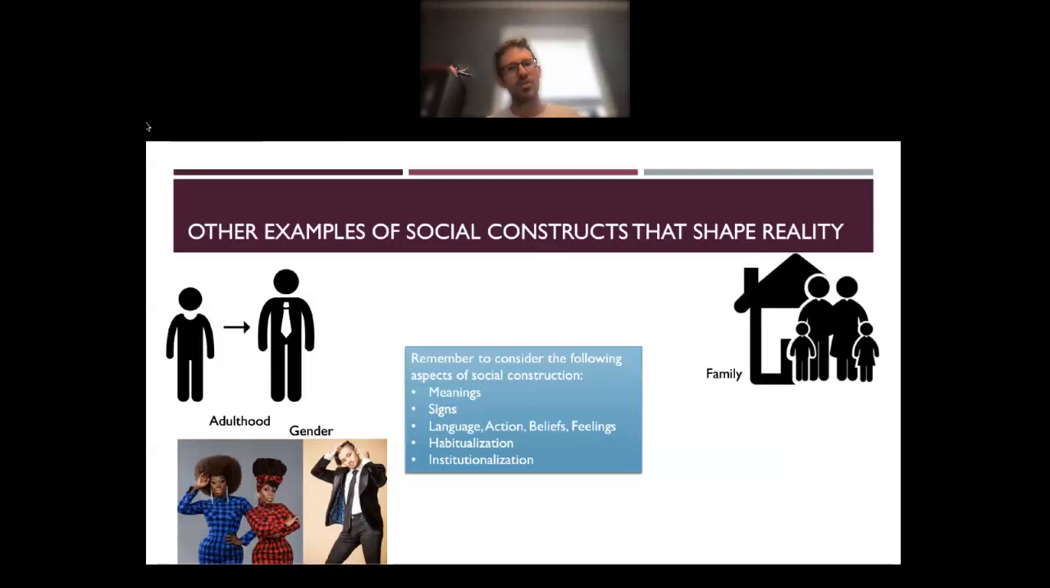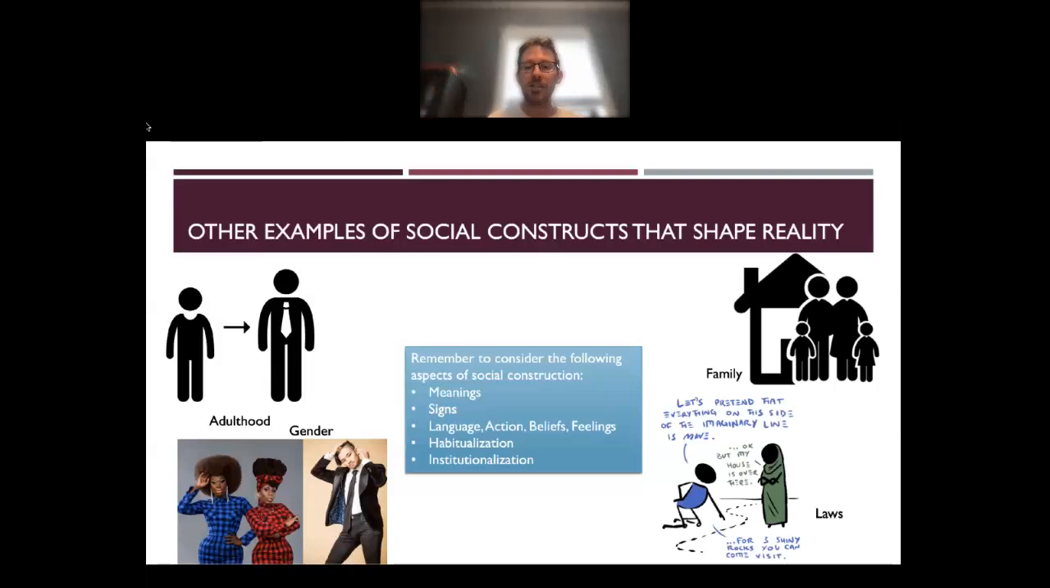Families are constructed. Whether or not you are in the West, we have this idea of a nuclear family where you have parents and children and you stay within a home. Whereas in many indigenous communities and non-Western communities, it is seen as more tribal, that your family is your tribe or are the people that you live with, that they also have parenting responsibilities beyond just the biological parents. And laws are social constructs.